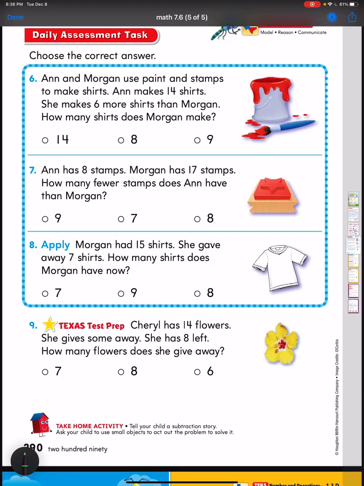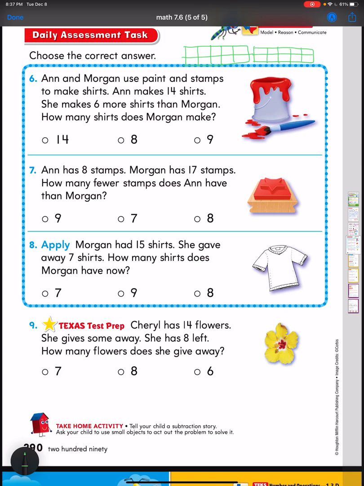Let's look at some multiple choice. It tells us to choose the correct answer. Anne and Morgan use paint and stamps to make shirts. Anne makes 14 shirts. She makes 6 more shirts than Morgan. How many shirts does Morgan make? All right. So here's how we're going to solve this. And I just wish they had more room for 10 frames. That's okay. So let's draw 2 10 frames.